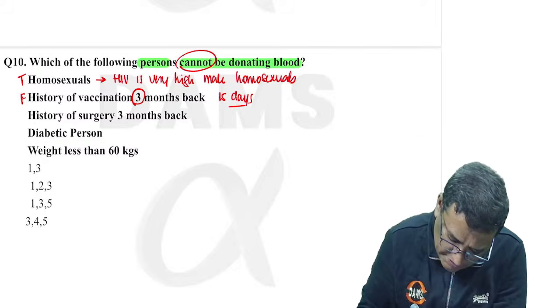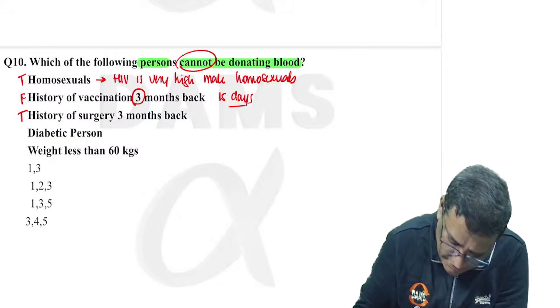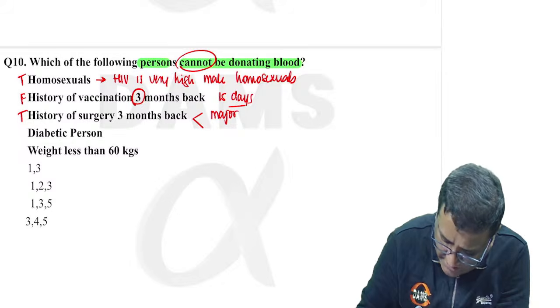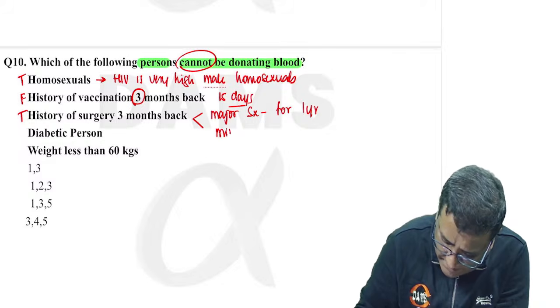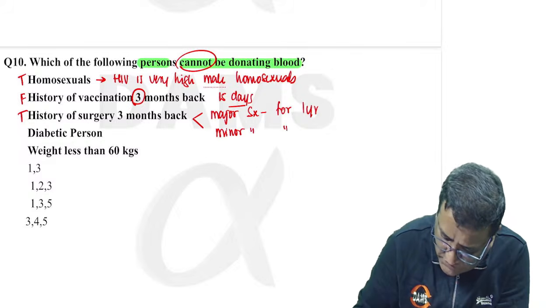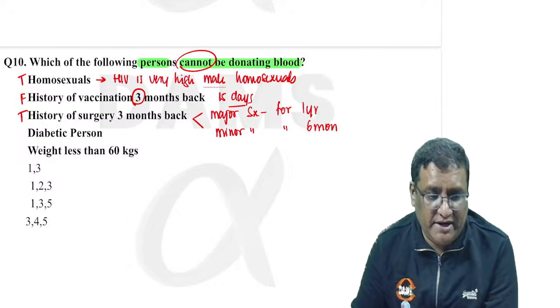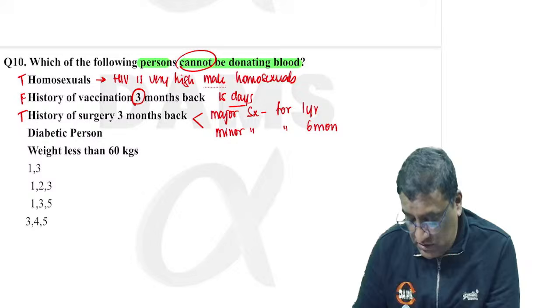History of surgery 3 months back. Yes, true, he cannot donate. History of surgery, specifically, if there is a major surgery, for 1 year he cannot donate blood. And for minor surgery, for 6 months you cannot donate blood. So major surgery 1 year, minor surgery 6 months.